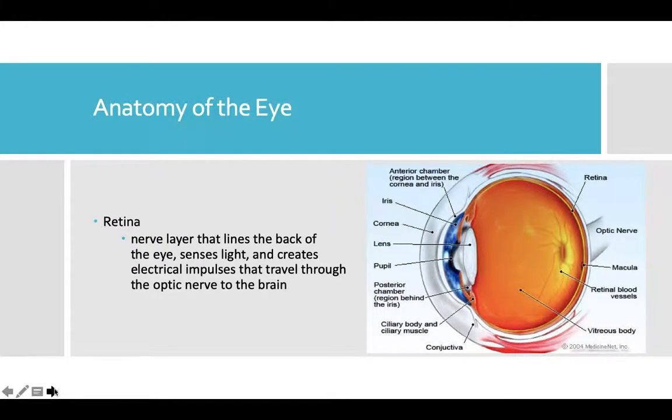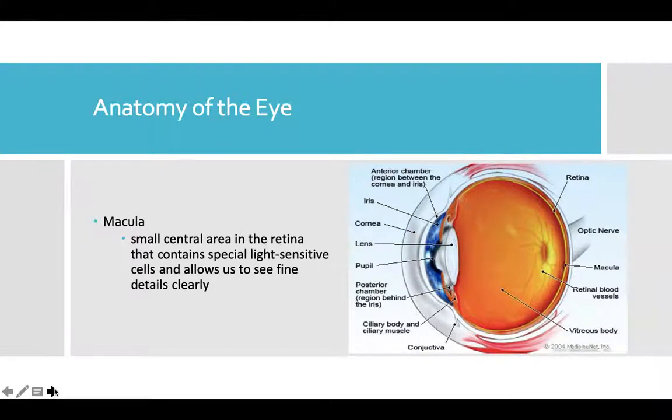The retina, also known as the nerve layer, lines the back of the eyeball. This area senses the light that is let in and creates electrical impulses that are then sent to the brain. In the middle of the retina is a small central area called the macula. This contains special light-sensitive cells that allow us to see fine details more clearly.